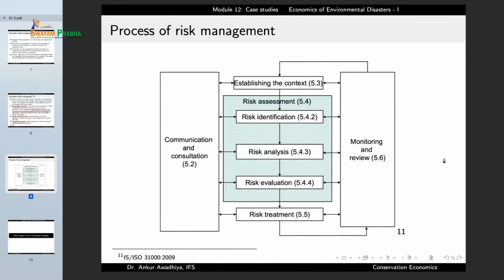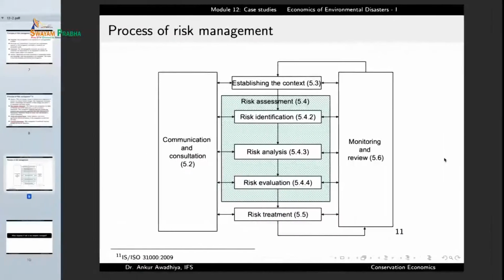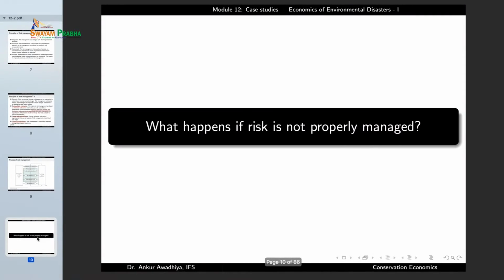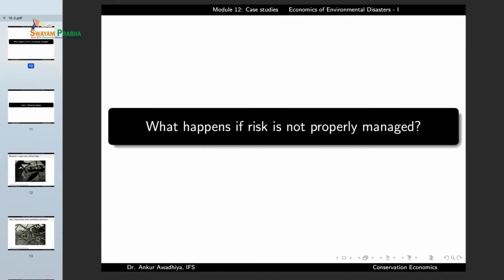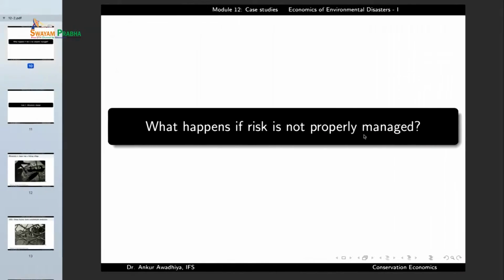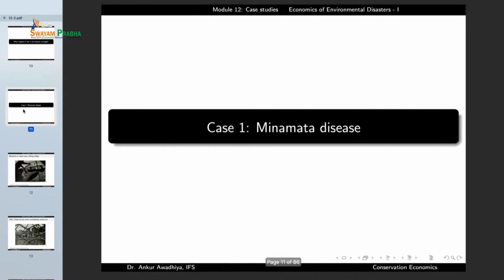Now, this is a theoretical framework on which risk management works. And this is how it should be managed. But then this is not always how things are managed in practice. So now let us have a look at what happens if the risk is not properly managed. What are the kinds of reasons because of which a risk is not managed properly, and what are the consequences? So we'll have a look at certain case studies.